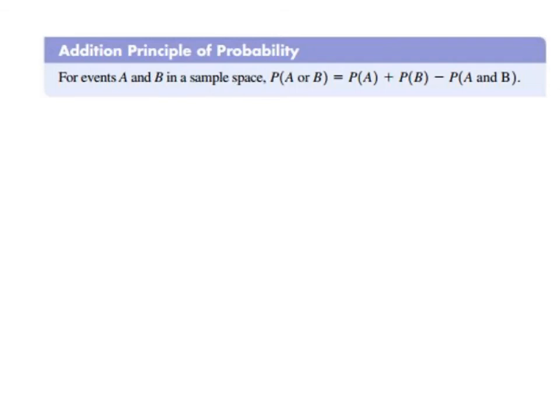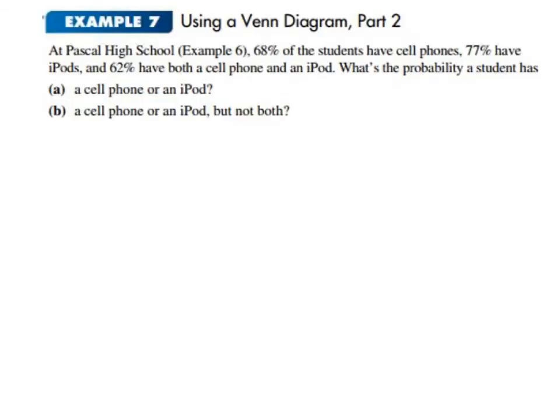Let's take a look at another important idea, applying this to another Venn diagram at Pascal High School. So back at Pascal High School, we find now that 68% of the students have cell phones, 77% have iPods, and 62% have both a cell phone and an iPod. Let's answer these two questions. What's the probability a student has a cell phone or, in the mathematical sense, an iPod? And what's the probability a student has a cell phone or an iPod, but not both, which is an exclusive or?